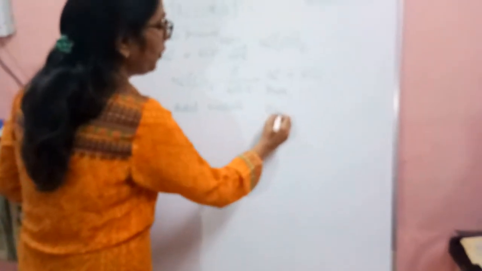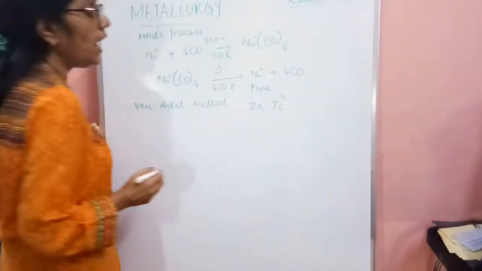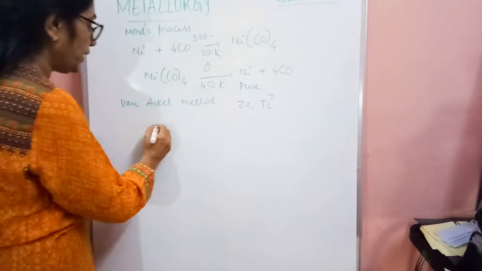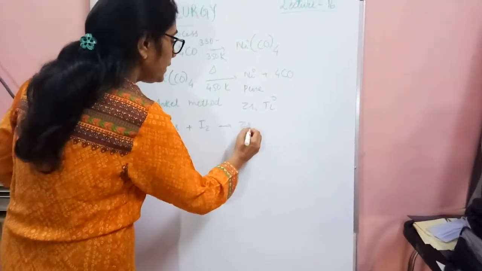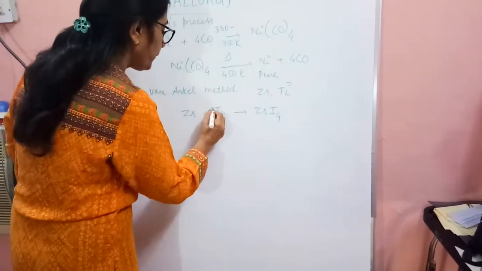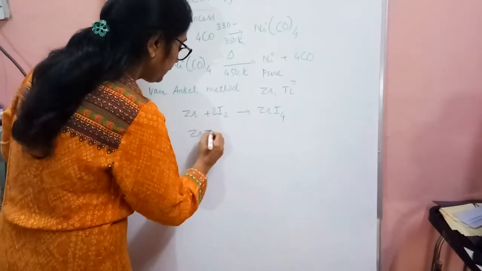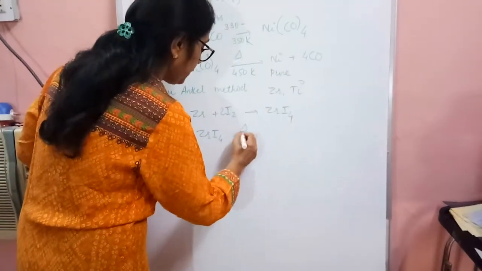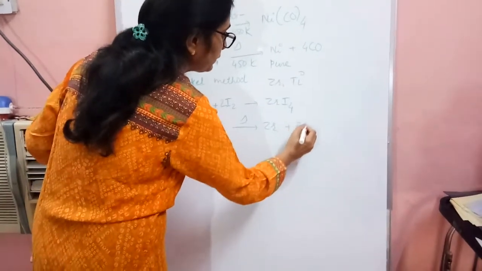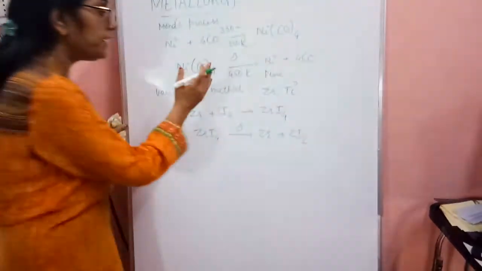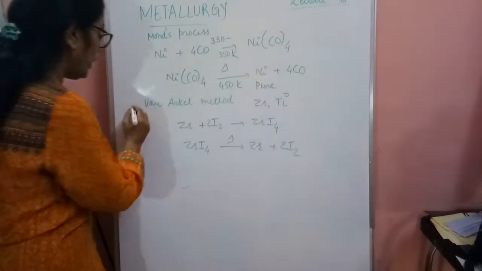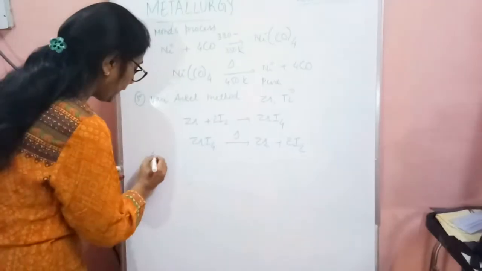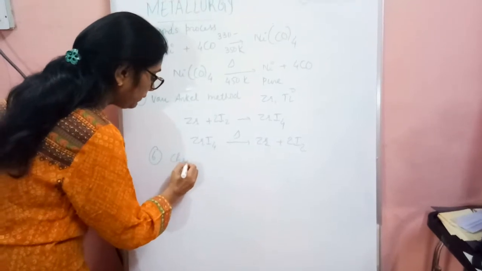So like zirconium, titanium, they are purified by using this method. They also form a volatile component ZrI4, and this upon heating decomposes. So like this we can purify zirconium. And one more method is chromatography.